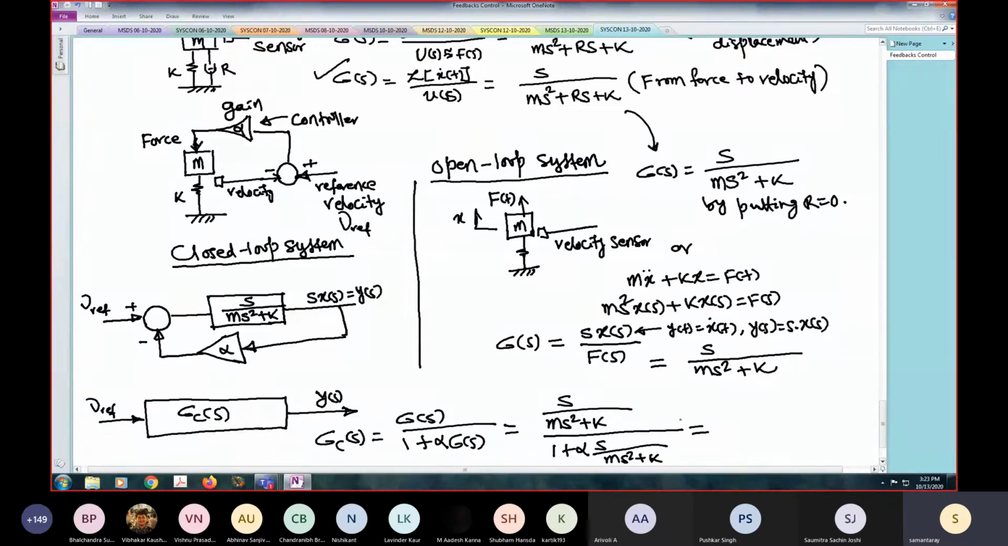Sir, your controller is in the forward path, no, sir? Where? It's in the backward path. Here. Where is it in the forward path? After the reference? Yes. We have it in the forward path. So we will put it there. So we have taken v ref, yes.